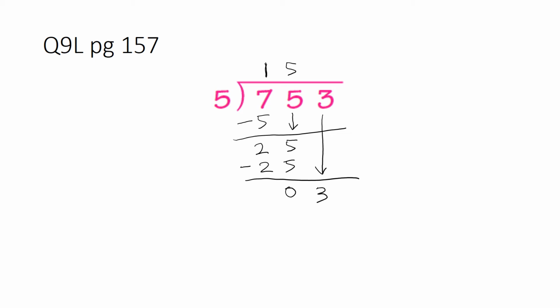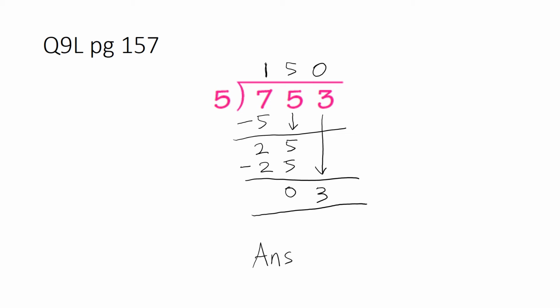Then you ask yourself, am I able to divide 3 by 5? Well, the answer is, you haven't learned fractions yet, so the answer is no. You're looking for a whole number answer. In this case, you cannot. So therefore, this is very important. You put a 0 on top. And you end off here in your final answer.